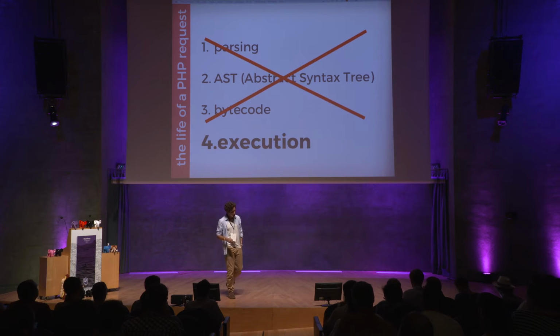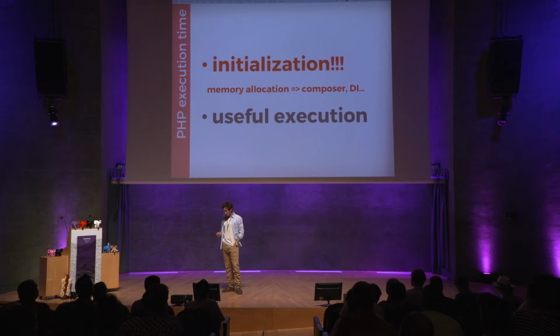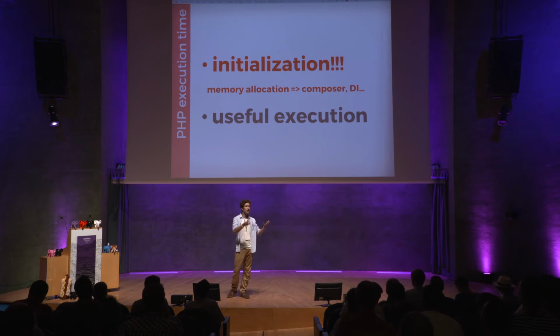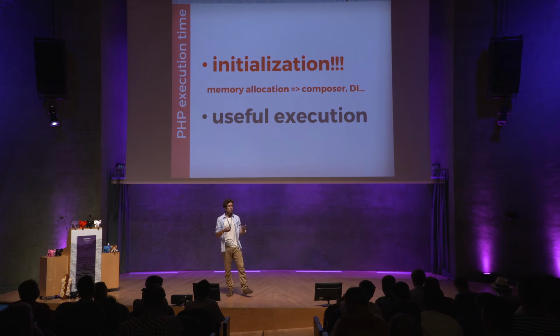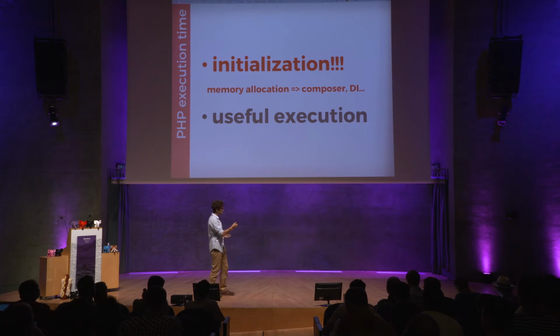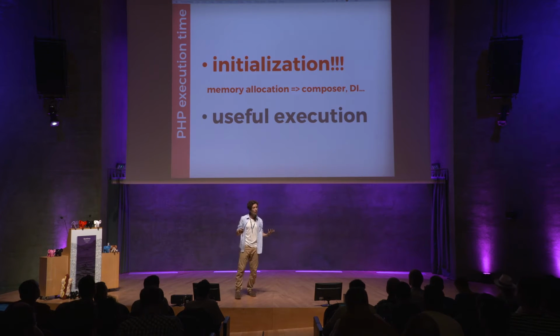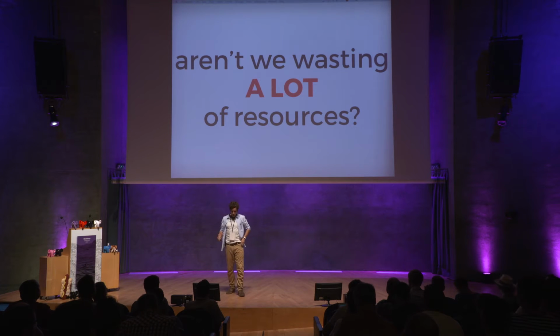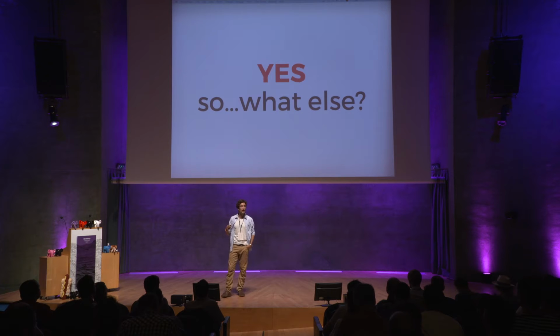So again, we come back to the execution phase. All I was talking about was this initialization phase, this memory allocation, all this stuff that needs to be put on the stack of your computer before it can execute the really useful logic. As I said, composer, dependency injection. So there's only one thing useful here, which is the black part. This initialization is something that we must get rid of. As I said, we're wasting a lot of resources. Can we do something about it? The answer is yes. But what else? What's there?